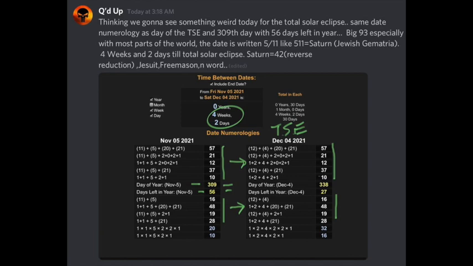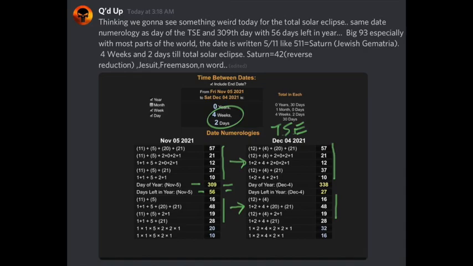And on this 309th day of the year, it was 11/5. In most parts of the world, it's written backwards, 5/11. In fact, our military writes the day first, then the month. Otherwise it would just be too much, because in most parts of the world the day is first. So when you look at 5/11, you get 511, which equals Saturn in Jewish gematria.